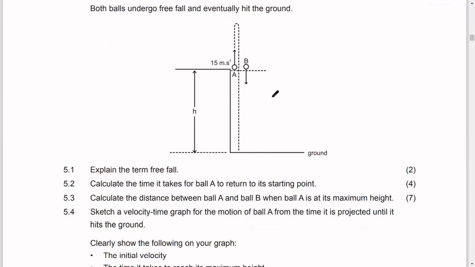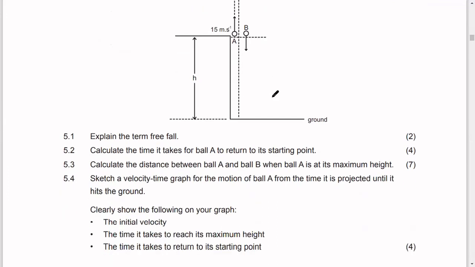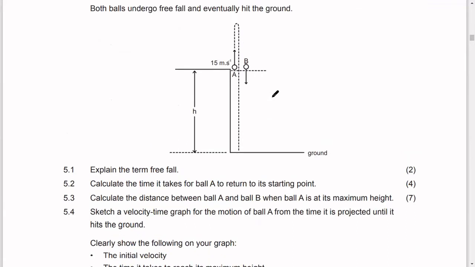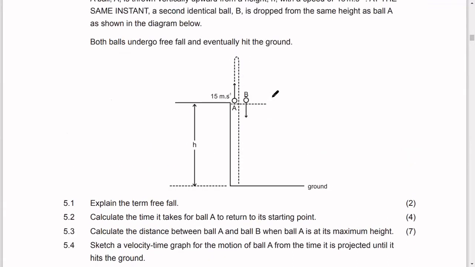And then we look at 5.2, which says we should calculate the time it takes for ball A to return to its starting point. I'm just going to use the space on the side to do that. So the starting point of ball A is right there. Ball A goes up to maximum height and comes back here. So that's A. I'll call the other side A prime.